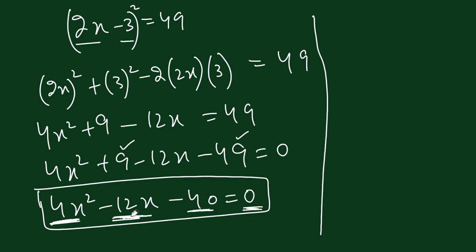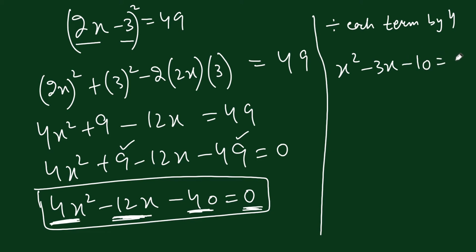4x square minus 12x, all can be divided by 4. So I can say dividing each term by 4. All the terms should go in the 4 table, then only we can. Or 2 table or 3 table, any table. So 4x square by 4 is x square. 12x by 4 is minus 3x. Minus 40 by 4 is minus 10. And 0 by 4 is 0. Now this became a simplified, more simple equation where the middle term is minus 3x.